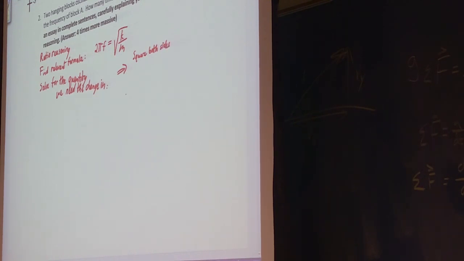Yes, this is the equation for the frequency of a simple harmonic oscillator, or mass on a spring specifically. If we square both sides, we end up with 4 pi squared f squared is equal to k over m.